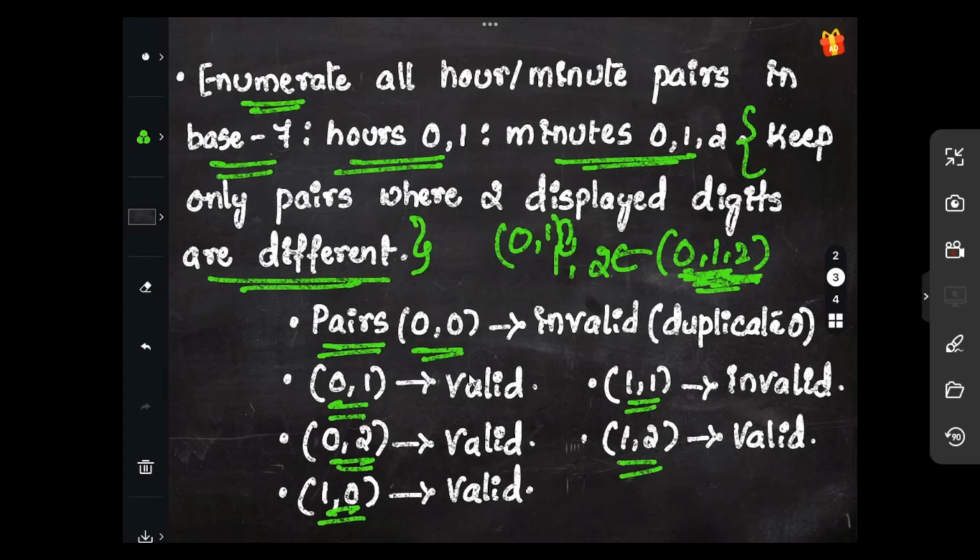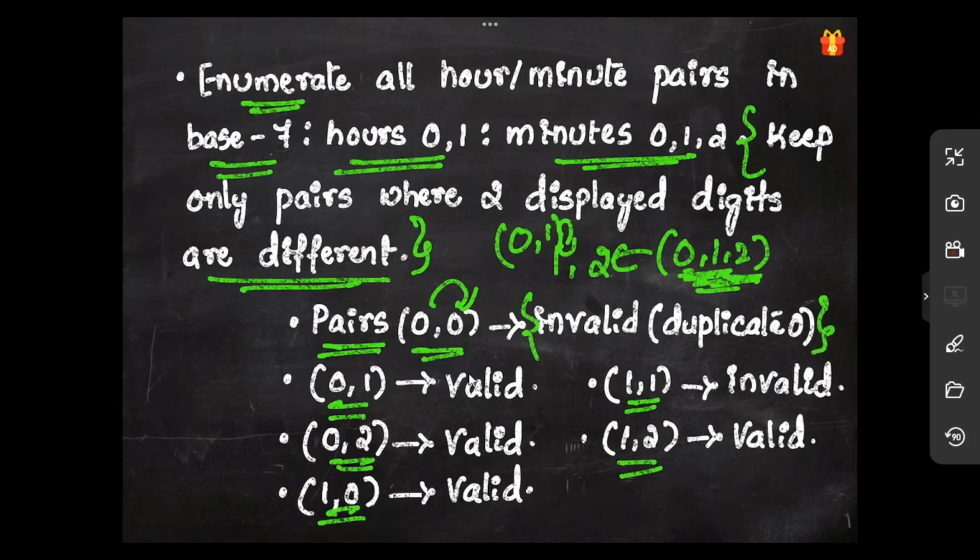So we have 0 comma 0, this is invalid because we have the duplicate 0. We are not considering this one. 0 comma 1, yes, this is valid. 0 comma 2, yes, this is valid. 1 comma 0, again this is valid. 1 comma 1 is invalid here, we have a duplicate of 1, so we will not be considering 1 comma 1. This is fine, and 1 comma 2 we will be considering, right?